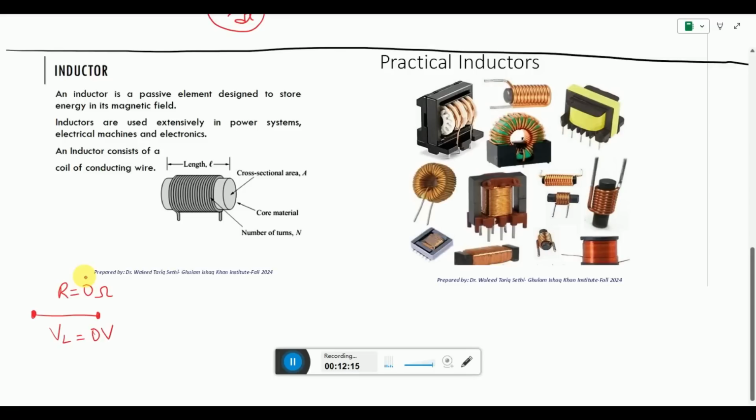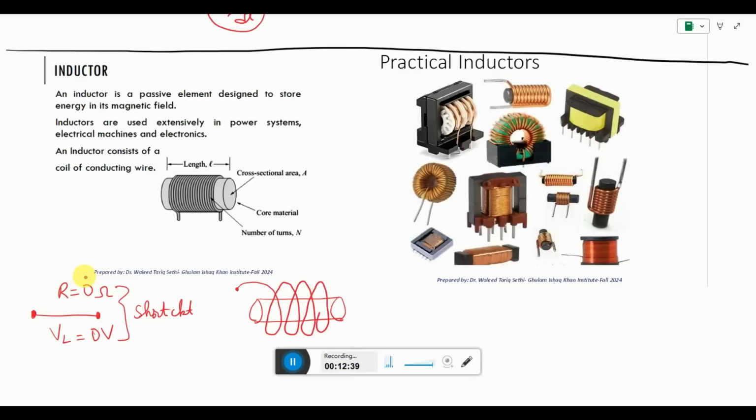So we say that this is a short circuit wire if these two conditions are met. So this is a short circuit wire. Now what we can do is we can take a piece of core, let's say it's any cylindrical material, and we now take this wire and we start winding this wire across this piece of core. So now this is what we get.